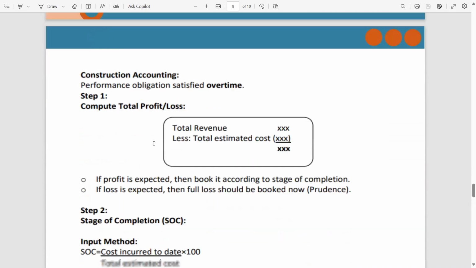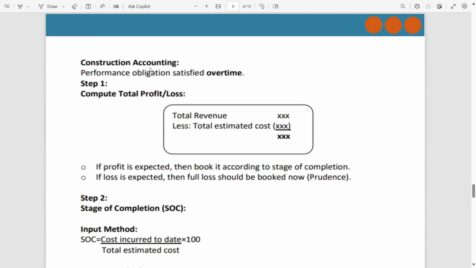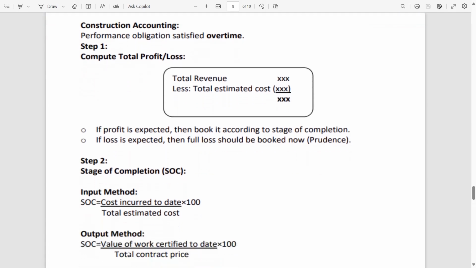Now there is a construction accounting format or concept: performance obligation satisfied over time. I have explained this over time concept in stage 5. So in case of construction accounting, there are four steps in which you will have to book your revenue. Step 1 is compute total profit and loss. You don't need to worry about stage of completion, as the examiner will ask you to use the input method or the output method. So you don't need to worry about the SOC. It will be given by the examiner.